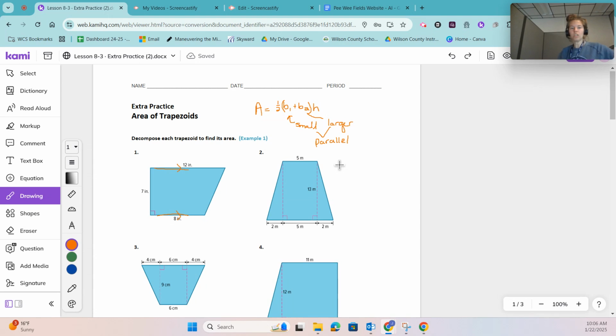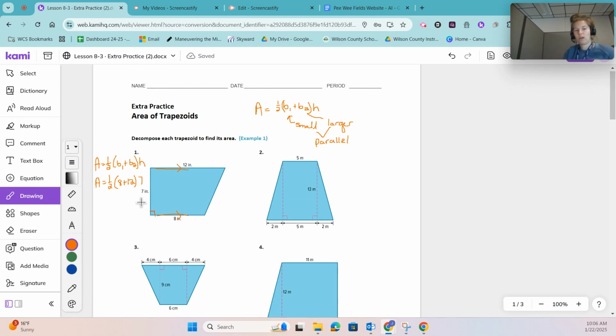Okay, so we're going to take a look at these. This is the formula we're going to use. Okay, so area equals 1/2 base 1 plus base 2 times the height. All right, so base 1 and base 2, my small one is 8, my large one is 12. So I have area equals 1/2 and then 8 plus 12 times the height. And the height again is perpendicular. So my height here is 7.